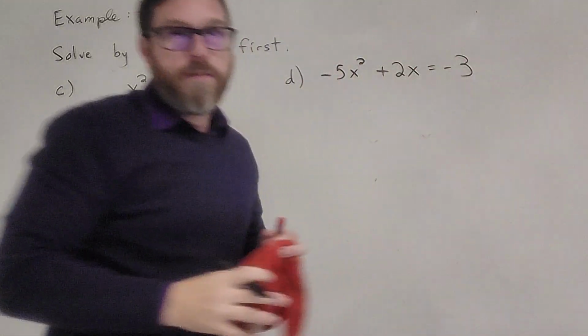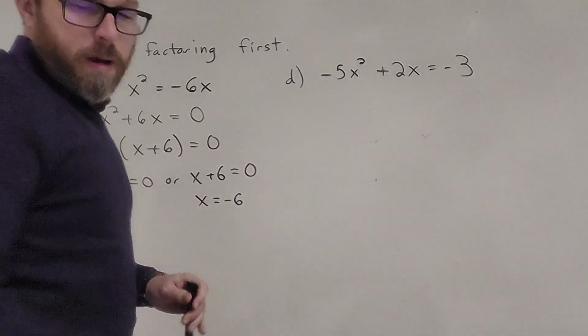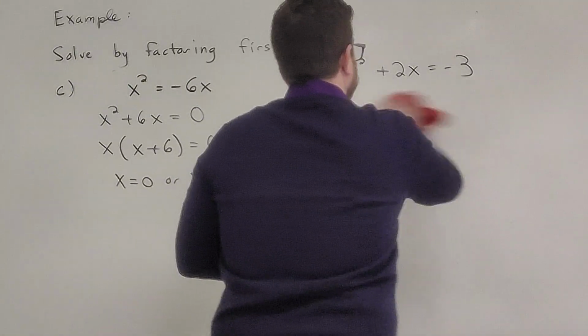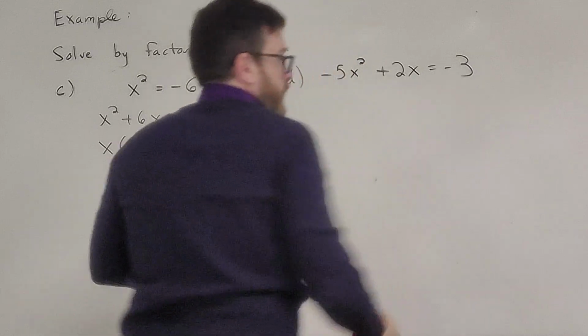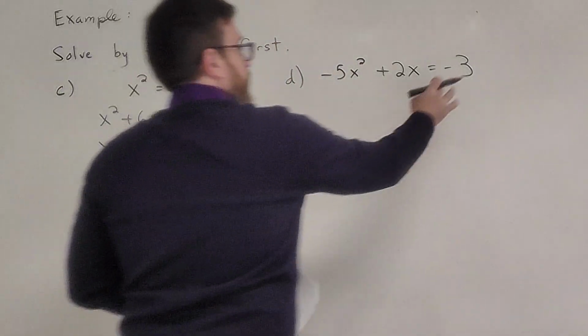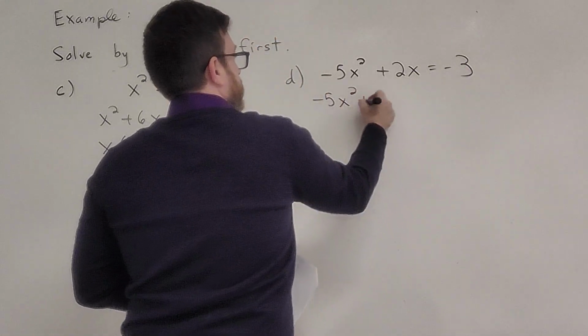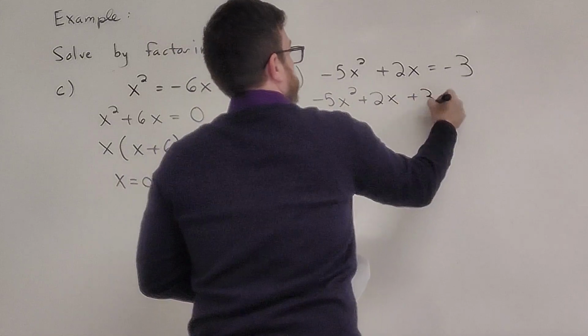All right, so factoring this one. The AC method would probably be a really good way to do this, or if you're good at the guess and check method, that's fine as well. But the first thing we're going to have to do is send this to the other side to make this equal to 0. So 5x squared plus 2x plus 3 is equal to 0.